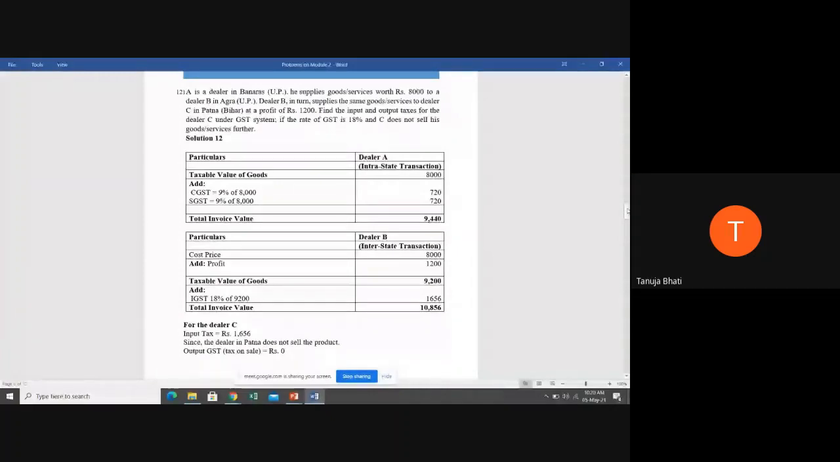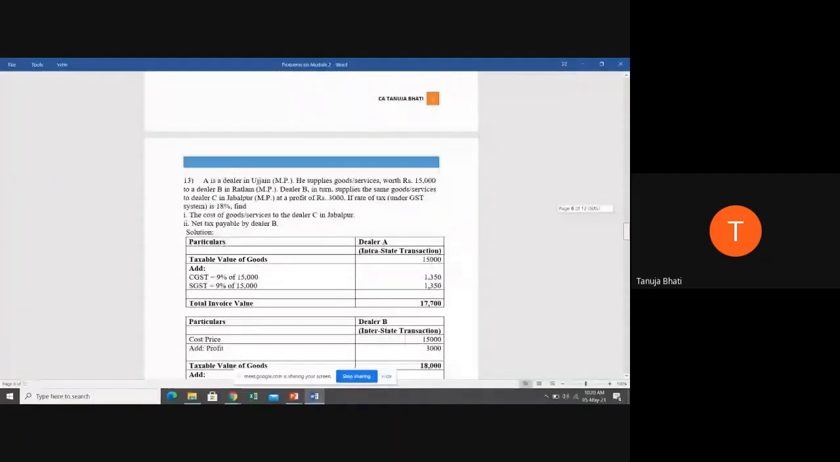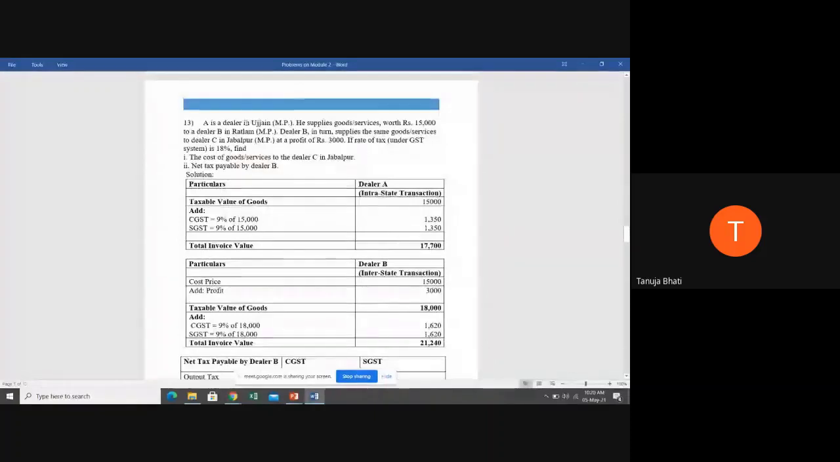Next. Problem number 13. A is a dealer in Ujjain, which is in MP, and he supplies goods and services worth rupees 15,000 to a dealer B in Ratlam, which is again in MP. Dealer B in turn supplies the same goods and services to dealer C in Jabalpur, Jabalpur also is in MP, at a profit of 3,000. If the rate of GST under GST system is 18%, find. What are they telling us to find? The cost of goods and services to dealer C in Jabalpur and net tax payable by dealer B.